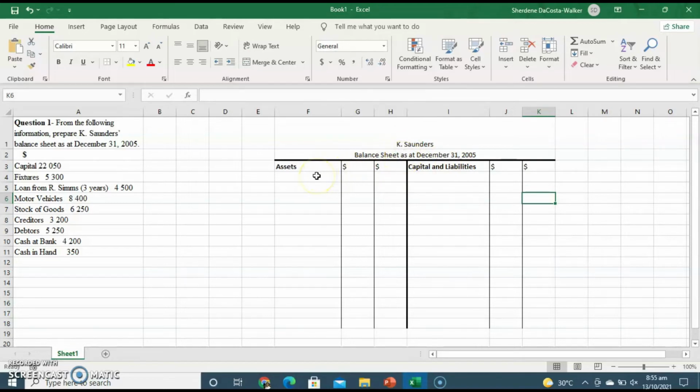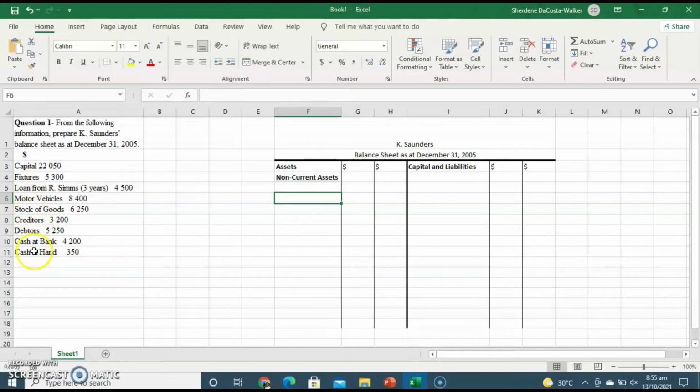So I'm going to go ahead, and the first thing I'm going to do is, according to the order of permanence, put in the assets that will stay the longest in the business first, over 1 year. So I'm going to start off with my non-current assets. This is also a heading, so I'm going to bold it and underline it. All right, now I must look in the list here for the non-current. So the non-current would be fixtures, motor vehicle.